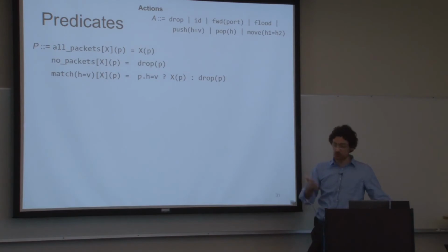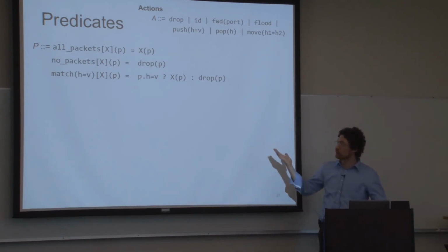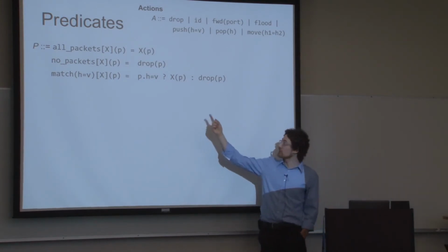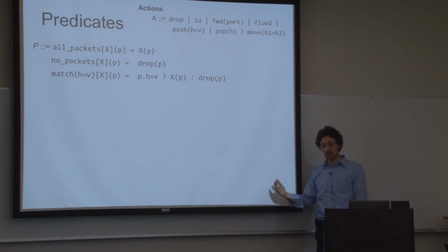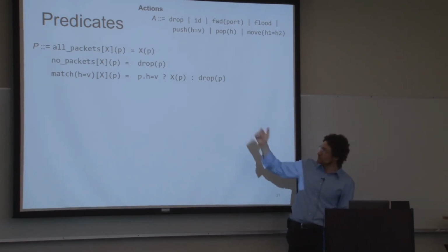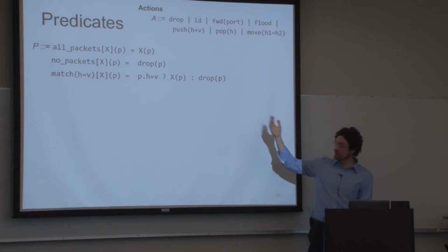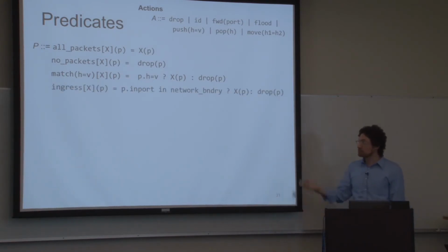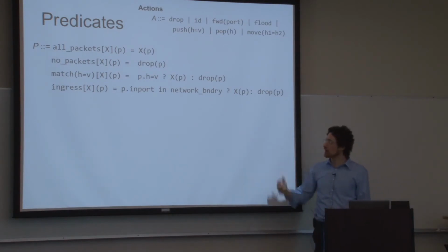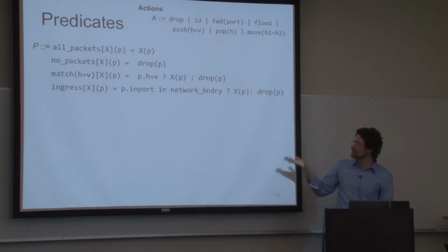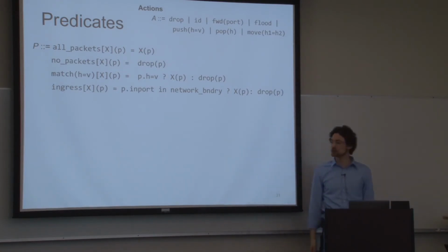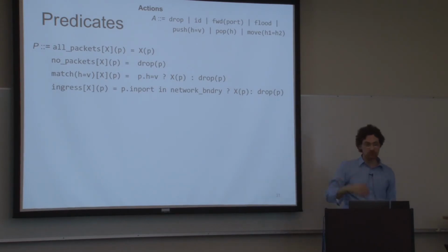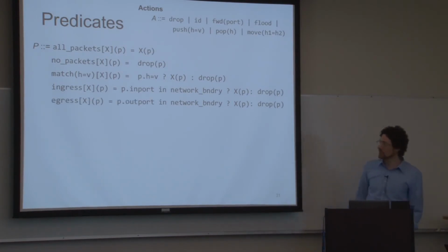So we also have a match. You specify a header, field, and a value that you want to match. And basically what that comes out to is if, in fact, the packet's header, the value stored at that header field matches the value you're testing, then you're doing the action or the policy on packet P. Otherwise, you're doing drop on the packet. Likewise, we can actually specify topologically aware predicates like ingress, which essentially says if the packet is at a port that's one of the ports on the network boundary, then again, we're going to do the action that ingress is being applied to on the packet. Otherwise, we're going to drop the packet. Likewise for egress, but here it's the output that we're matching against.